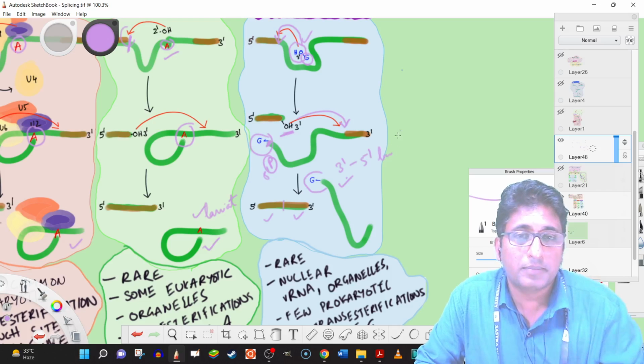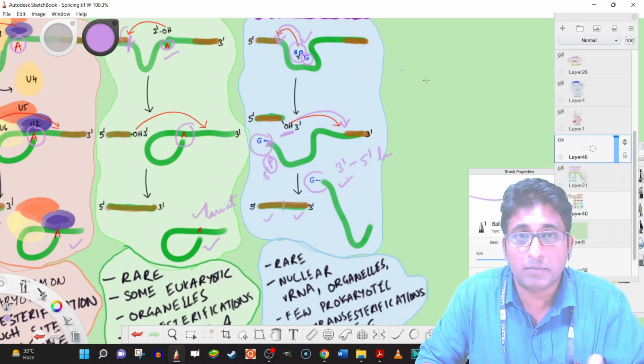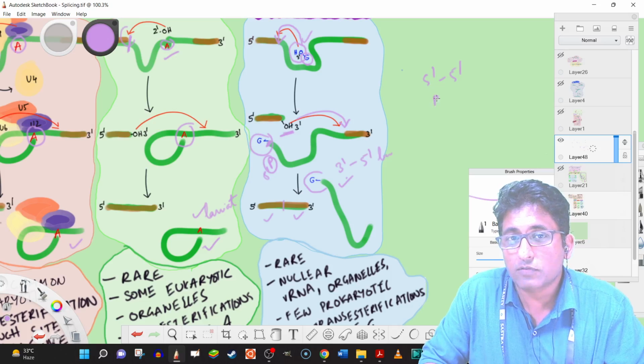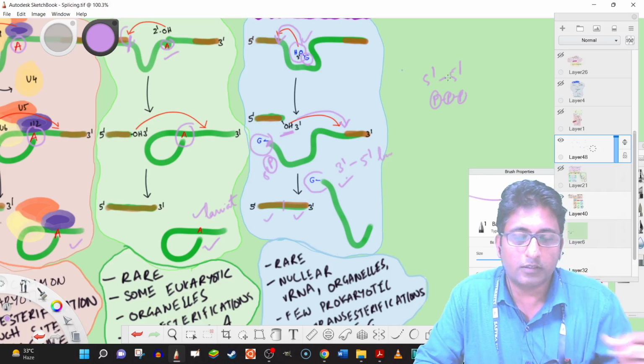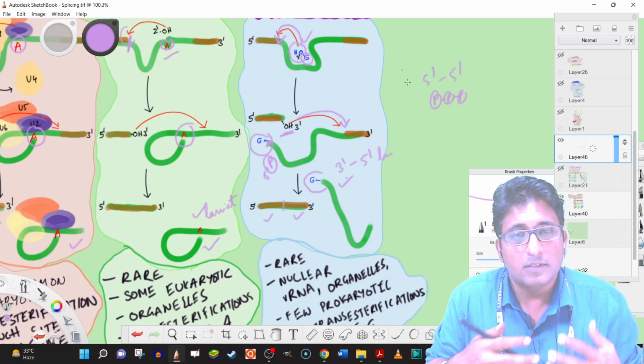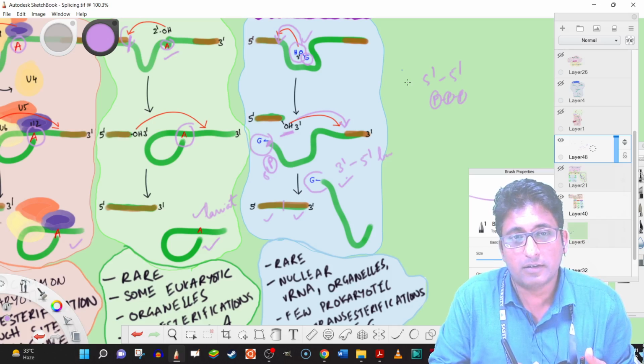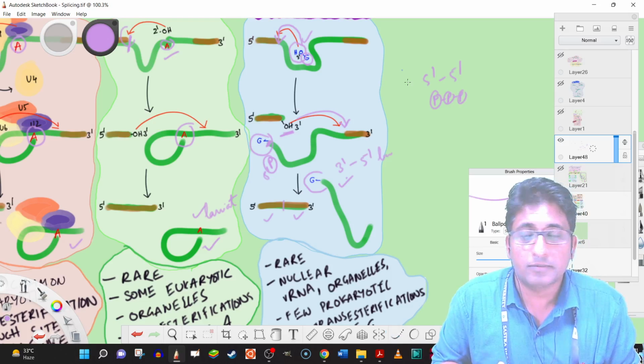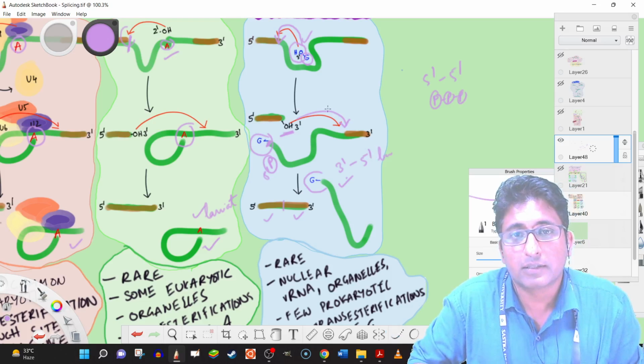In the G cap of the eukaryotic 5' mRNAs, we would have a 5' linkage, and there would be 3 phosphates and not just 1 phosphate. That is another thing you can probably remember, how the G in the case of group 1 introns differs from the 5' G cap of eukaryotic mRNAs.